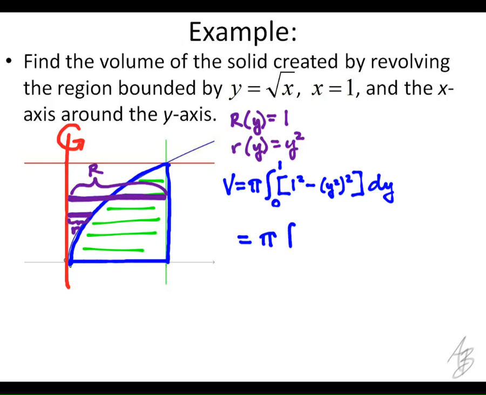So this is going to be pi times the integral from 0 to 1 of 1 minus y to the 4th with respect to y. And this integral right here is going to give us that volume.